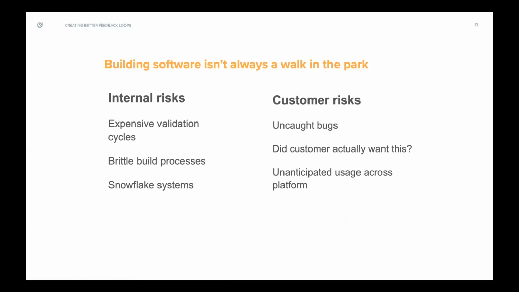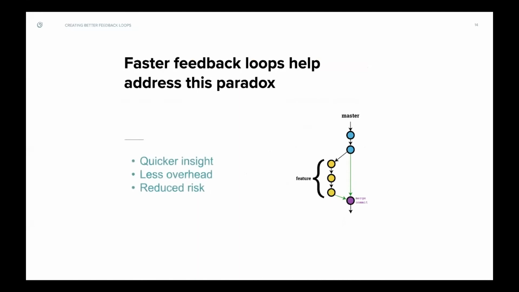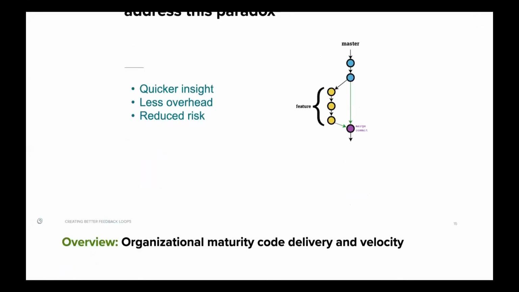When your software application expands, clearly there's so much surface area that you can't possibly catch every possible permutation of that use case. So what do we do about this? Well, faster feedback loops help us address this paradox. You may have heard something about small change sets, rapid iteration, rapid releasing. Well, there's a lot of truth to that. So you gain certain benefits from that: quicker insight, you reduce your risk because there's much lower surface area, and you have less overhead to manage cognitively.